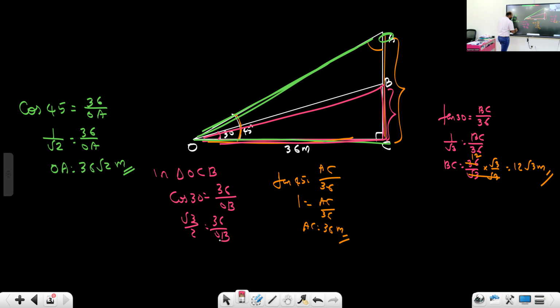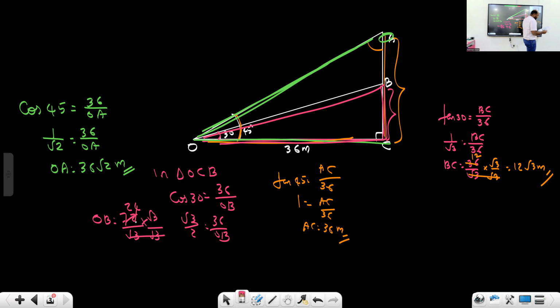OB equals 72 by root 3. Rationalization. This 3 is cancelled. How much? 24 root 3 meters. So the answer is 24 root 3 meters.